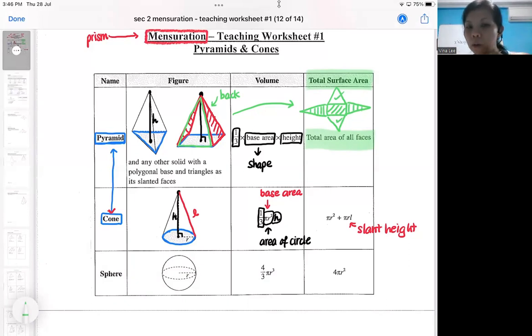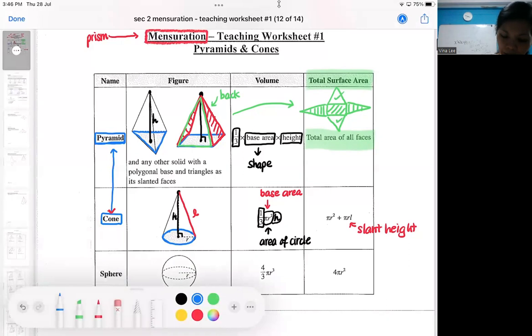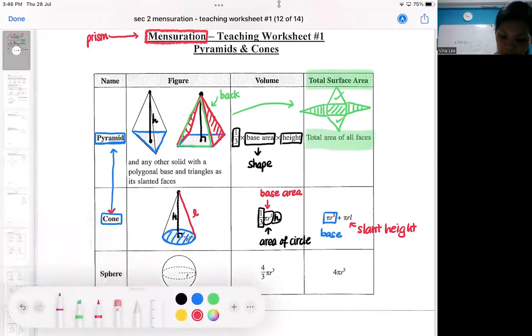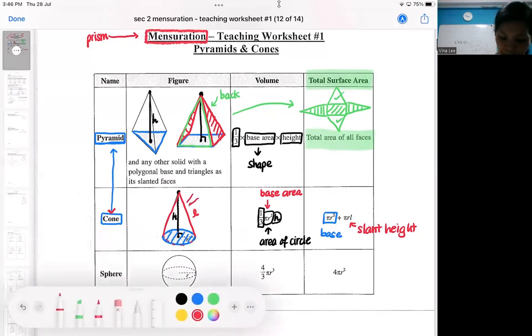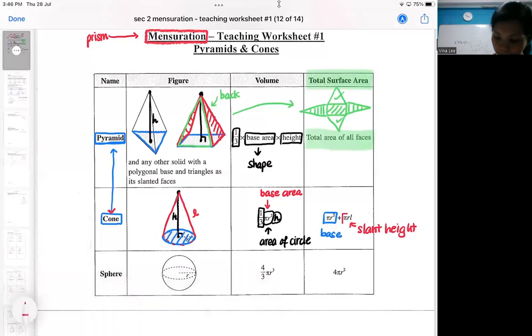But when it comes to the cone, it's not so complicated. If you look at the cone, it's very easy. You just need a base, which is the circle. And you just need the curved surface area. So this part is the curved surface area. The curvy part is pi r l.